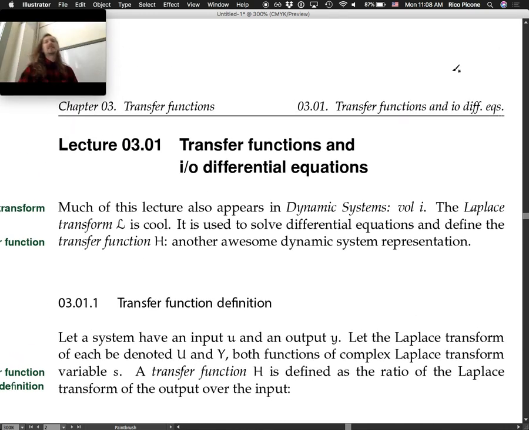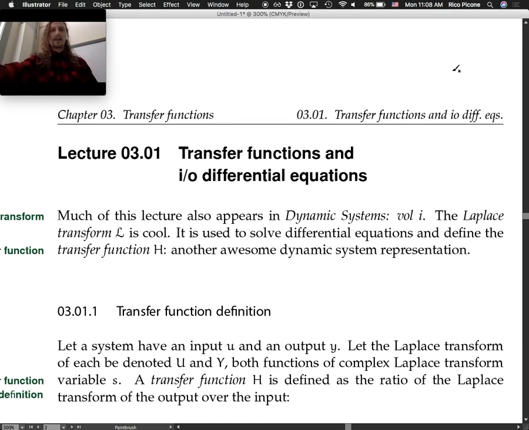So this is on transfer functions and input-output differential equations. Essentially, I'm going to define a transfer function in the first little bit here, and then I'm going to talk about how to derive it from an input-output differential equation. It's something that we talked about in the fall for those of you in mechatronics.